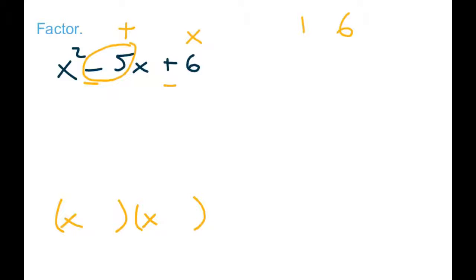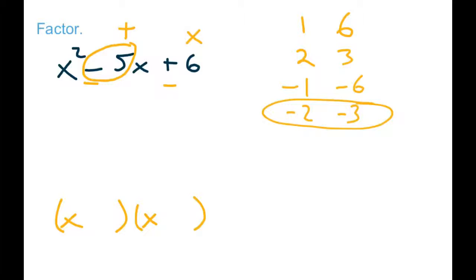1 times 6 is 6. 2 times 3 is 6. Well, none of those are going to equal negative 5 when I add them, but then I have to remember negative 1 times negative 6 is also 6, and negative 2 times negative 3 is also 6, and negative 2 plus negative 3 is negative 5. So since they're negative 2 and negative 3, it's going to be minus 2, minus 3. Now this is our first one where there were negatives or subtractions involved. So once again, if you're not sure, FOIL it out. Make sure that you're right.